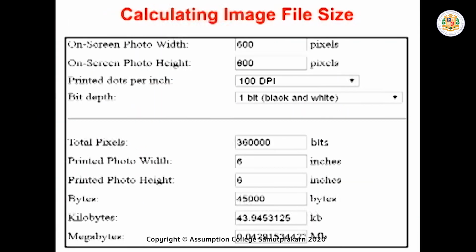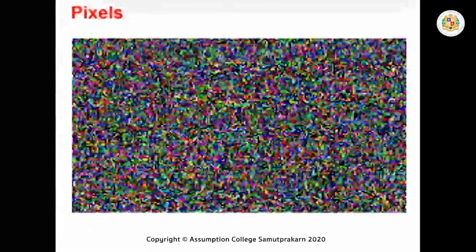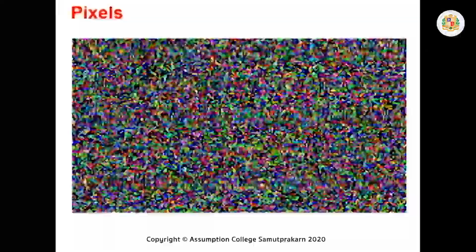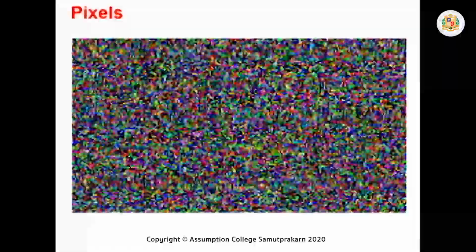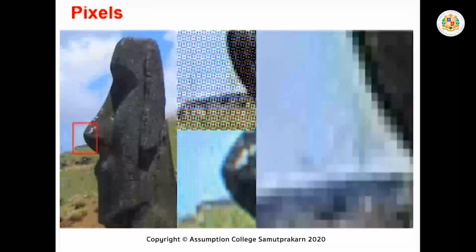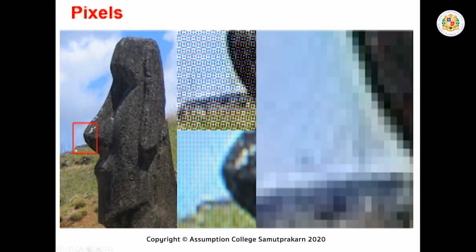Alright, next topic is about calculating image file size. But before we move on to this one, I would like to explain something first about a picture or an image. Here, what you see is what we call a pixel. Every picture, every video has pixels. Even your monitor, your TV, if you look closely, you will see pixels. These are small squares that you will see in the picture or on the screen.